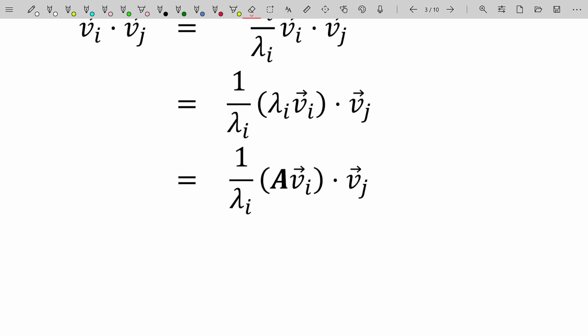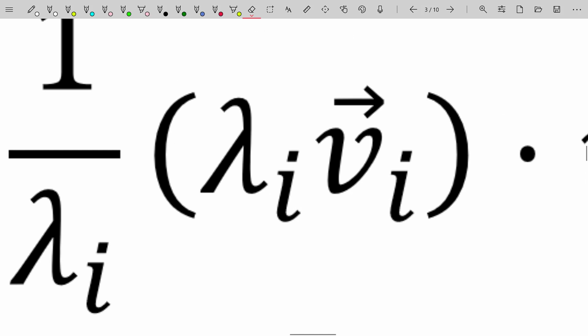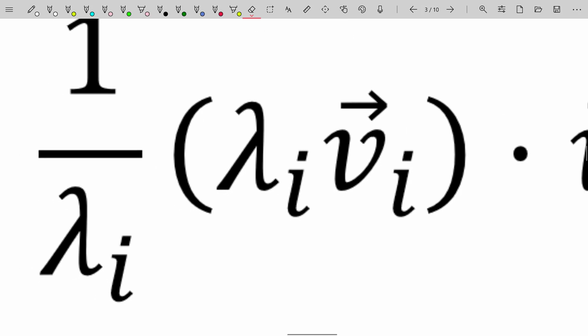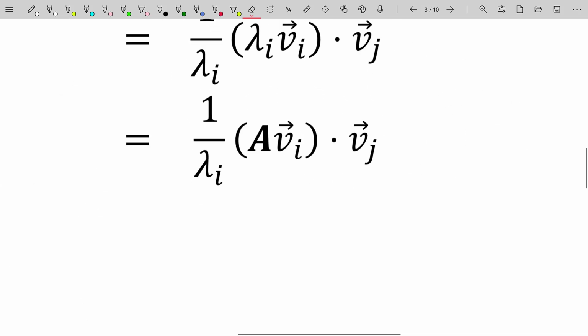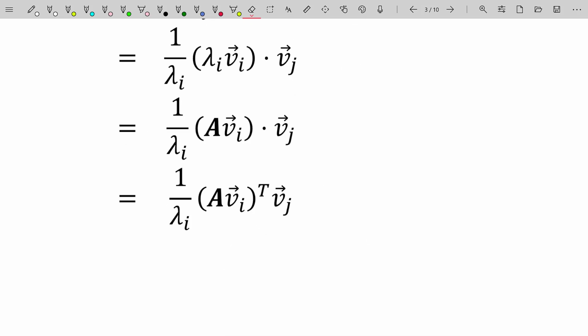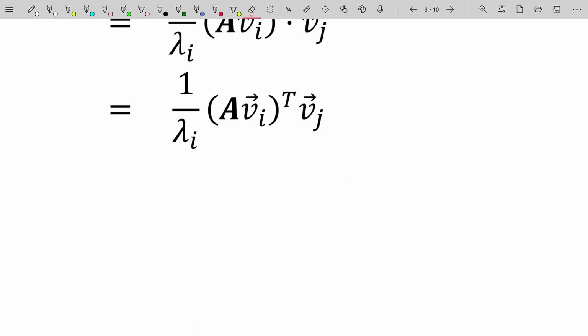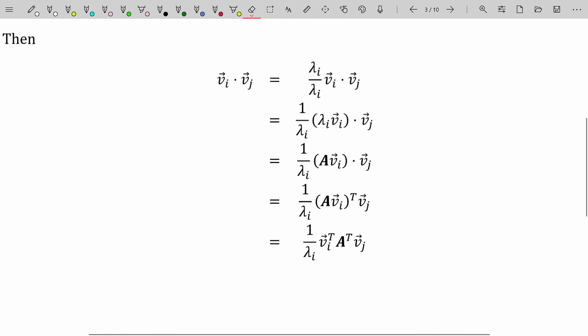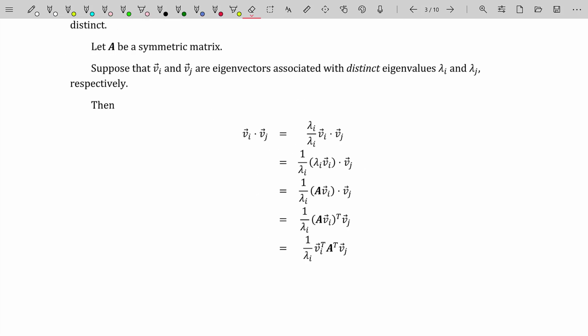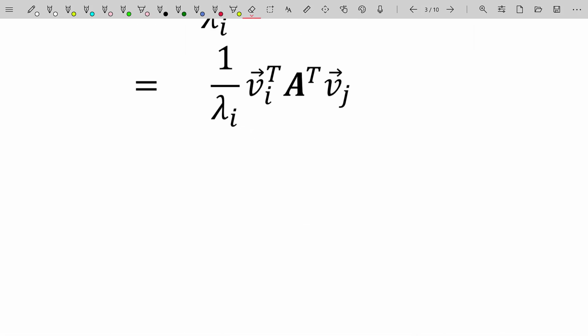But we happen to know that since lambda sub i is an eigenvalue with the associated eigenvector v sub i for the matrix A, then lambda sub i times v sub i is actually A times v sub i. We also know that a dot product is just the transpose of the left vector times the right vector. That's what I have right here. Using the properties of the transpose, we can rewrite this as v sub i transpose A transpose v sub j. But remember, there's something we're assuming about A here: A is symmetric. What does that mean? It means A transpose is actually equal to A. So I'm going to trade out that A transpose for an A.